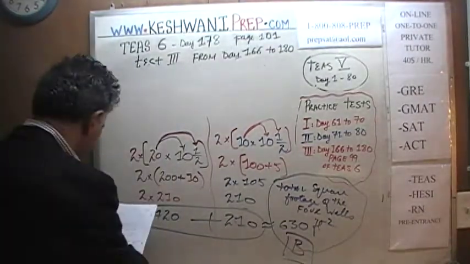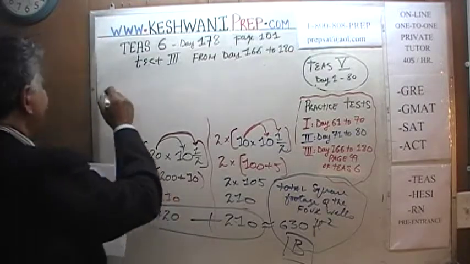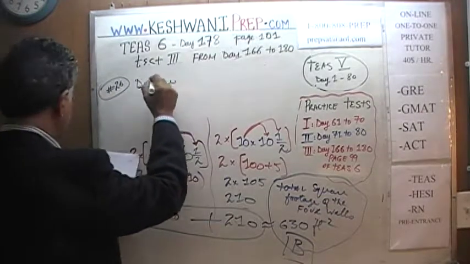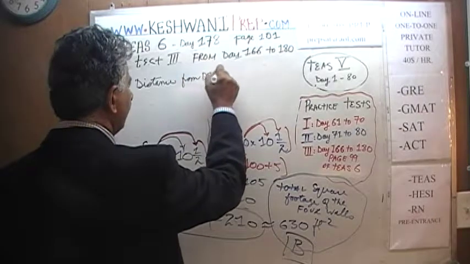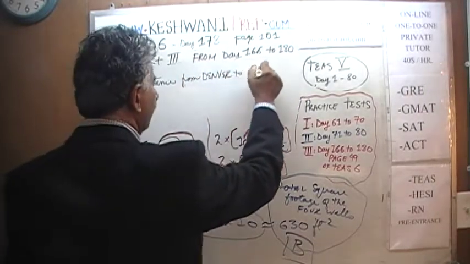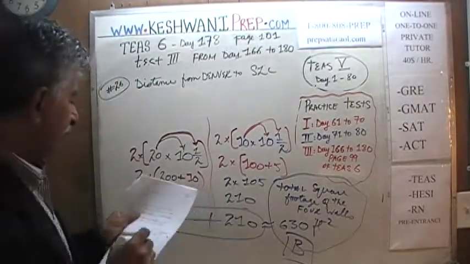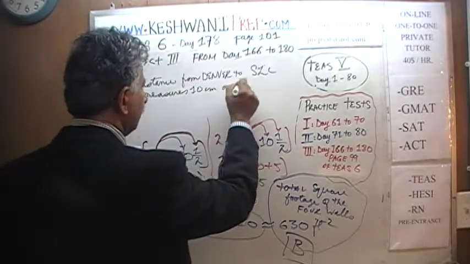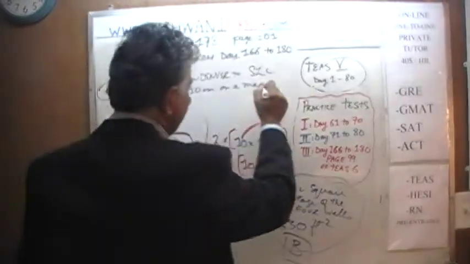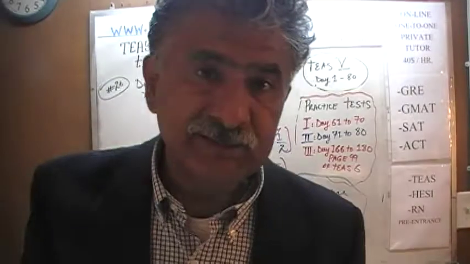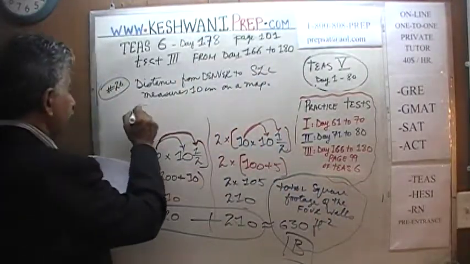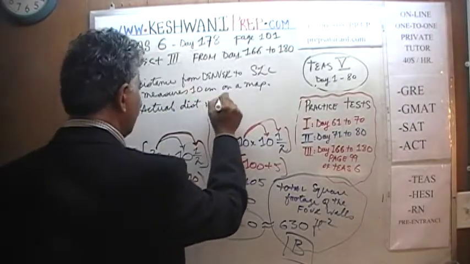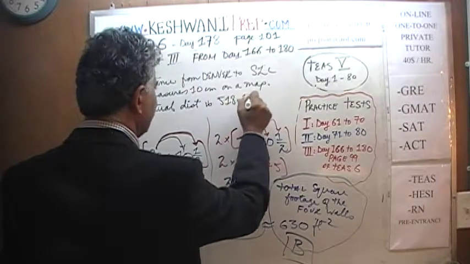Problem number 26. In number 26, we are told that the distance from Denver to Salt Lake City, there are two cities, Denver and Salt Lake City, it says that it measures 10 centimeters on a map. We're looking at a map, and on the map they are shown as being 10 centimeters apart. But we know that in reality, the actual distance is 518.6 miles.